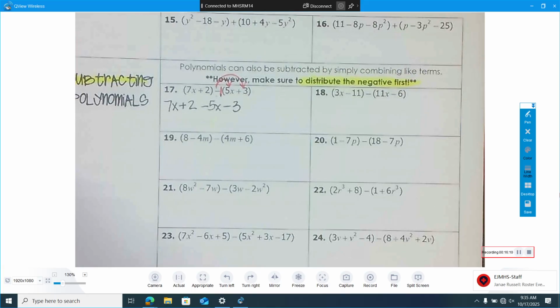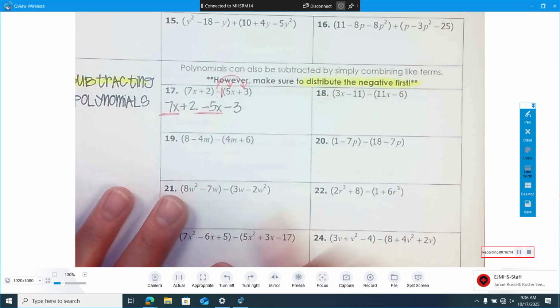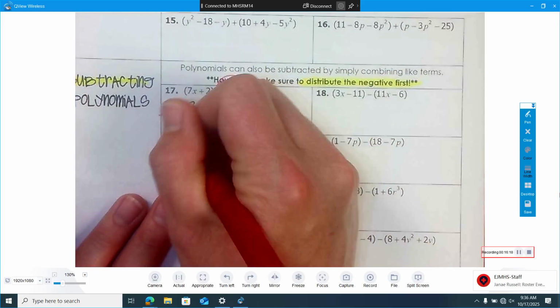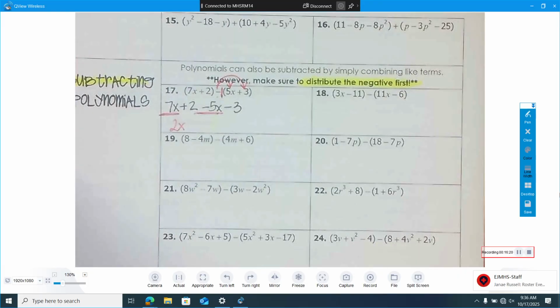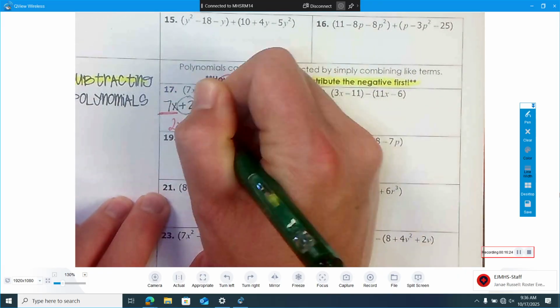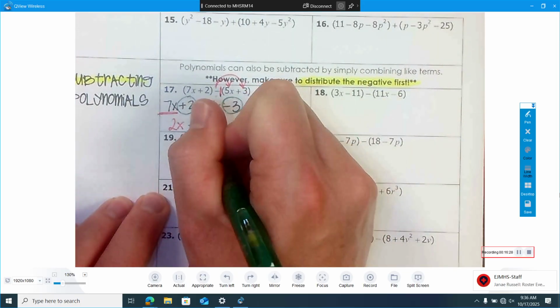All right. I'm going to put together first my 7x and my -5x. What is 7x and the -5x? 2x's. Very good. And then we have a +2 and a -3. Who's going to win? Negatives by how many? 1. That's it.